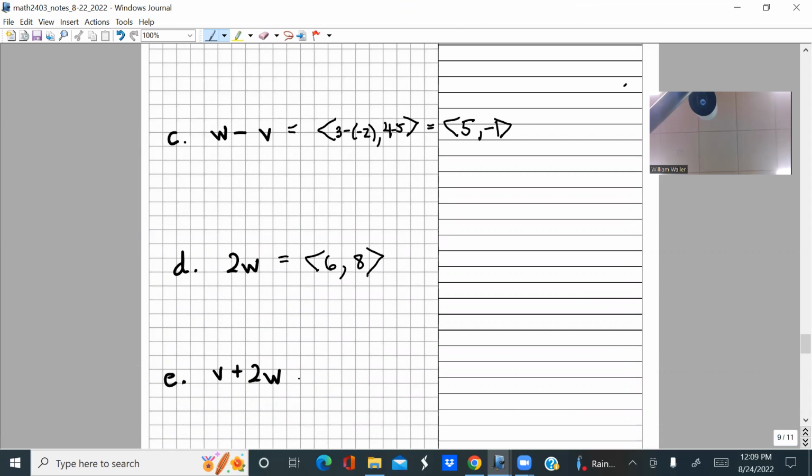And then there's just slightly more complicated, but not much, because we already have 2w. That's 6 and 8. And so we're going to add that to the original v. What was that? Minus 2 and 5? And so that looks like 4 and 13. Okay.